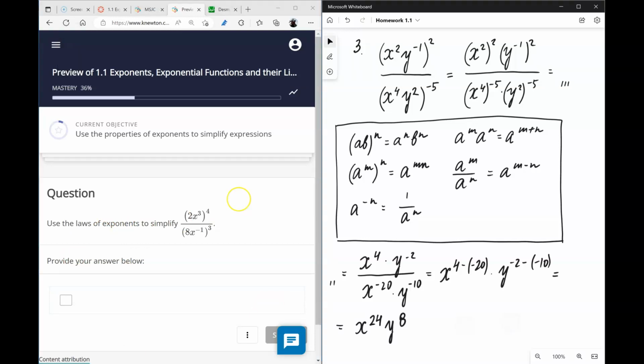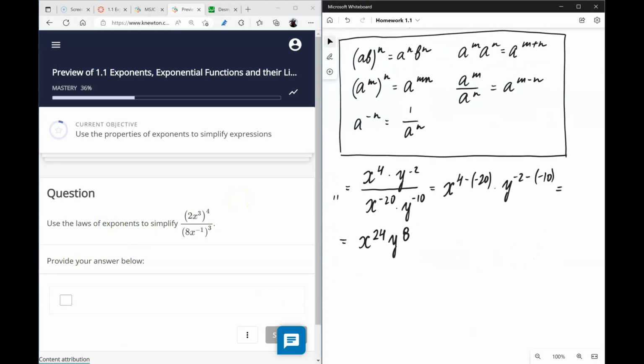We have another one, so I'm going to use the same properties. Since we only have one variable, this one should be easier. But instead of the other variable, we have numbers. So let's see how it works out.